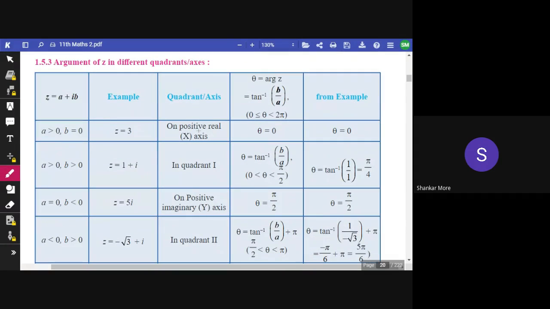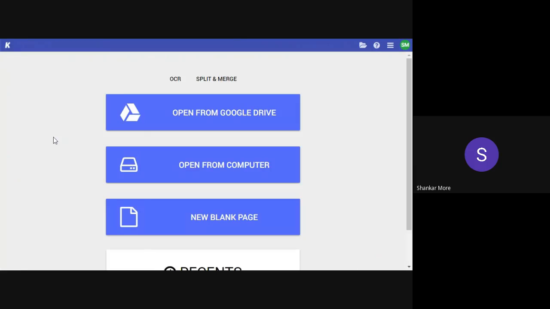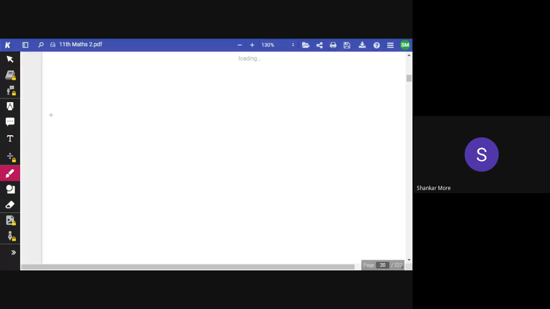Here a few examples are given. This box is for self study. You don't have to remember anything from it; it is given only for your understanding. Why is this box given? Suppose you have one complex number z equals a plus ib, such that a is greater than 0.